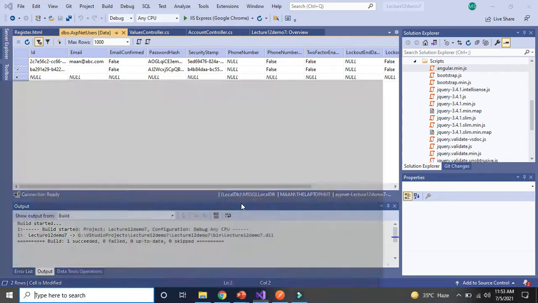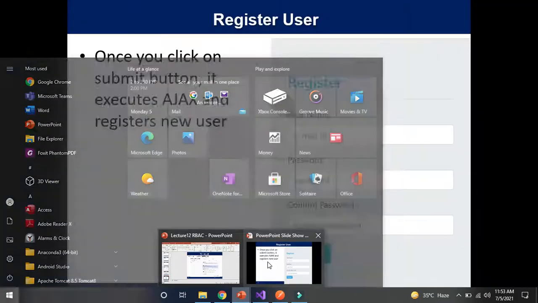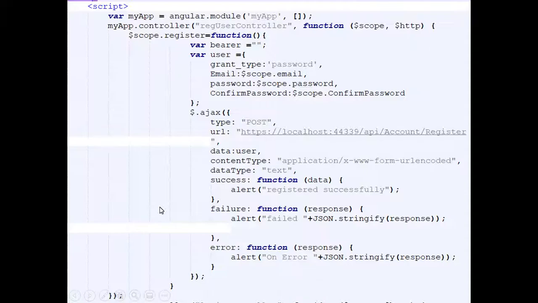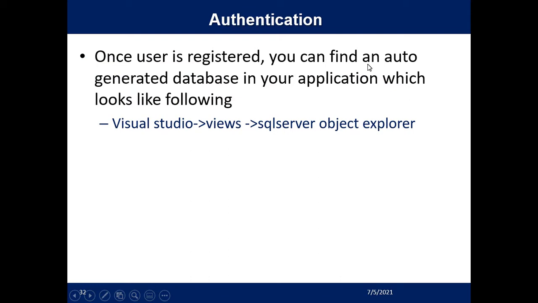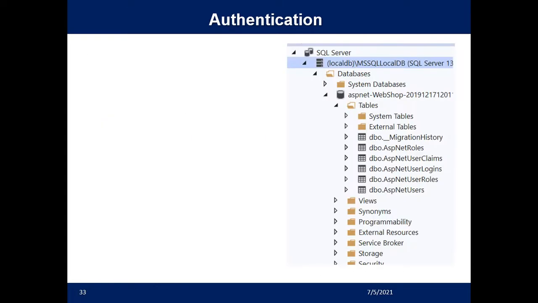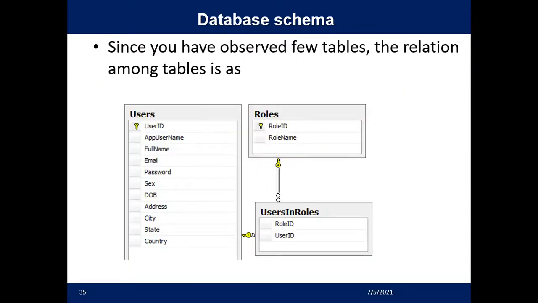Now I will go back to the slides. What is written inside the slide, I will follow up. Okay, this is the code which I already discussed. When we send an ajax call for register, this function inside the account register is executed and it returns some result to us. Once the user is registered, you can find an auto-generated database in the application, which we already visited. So I will skip this.